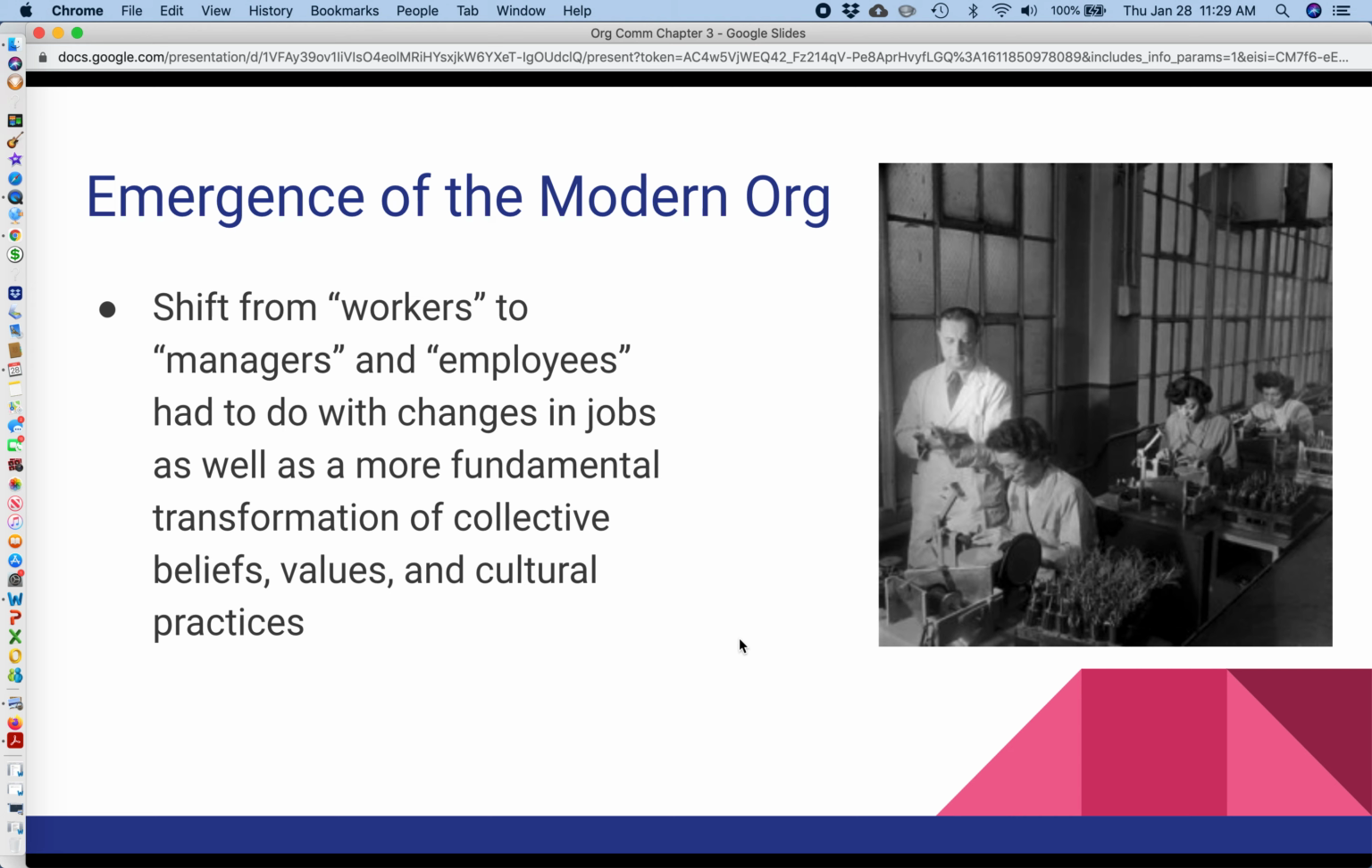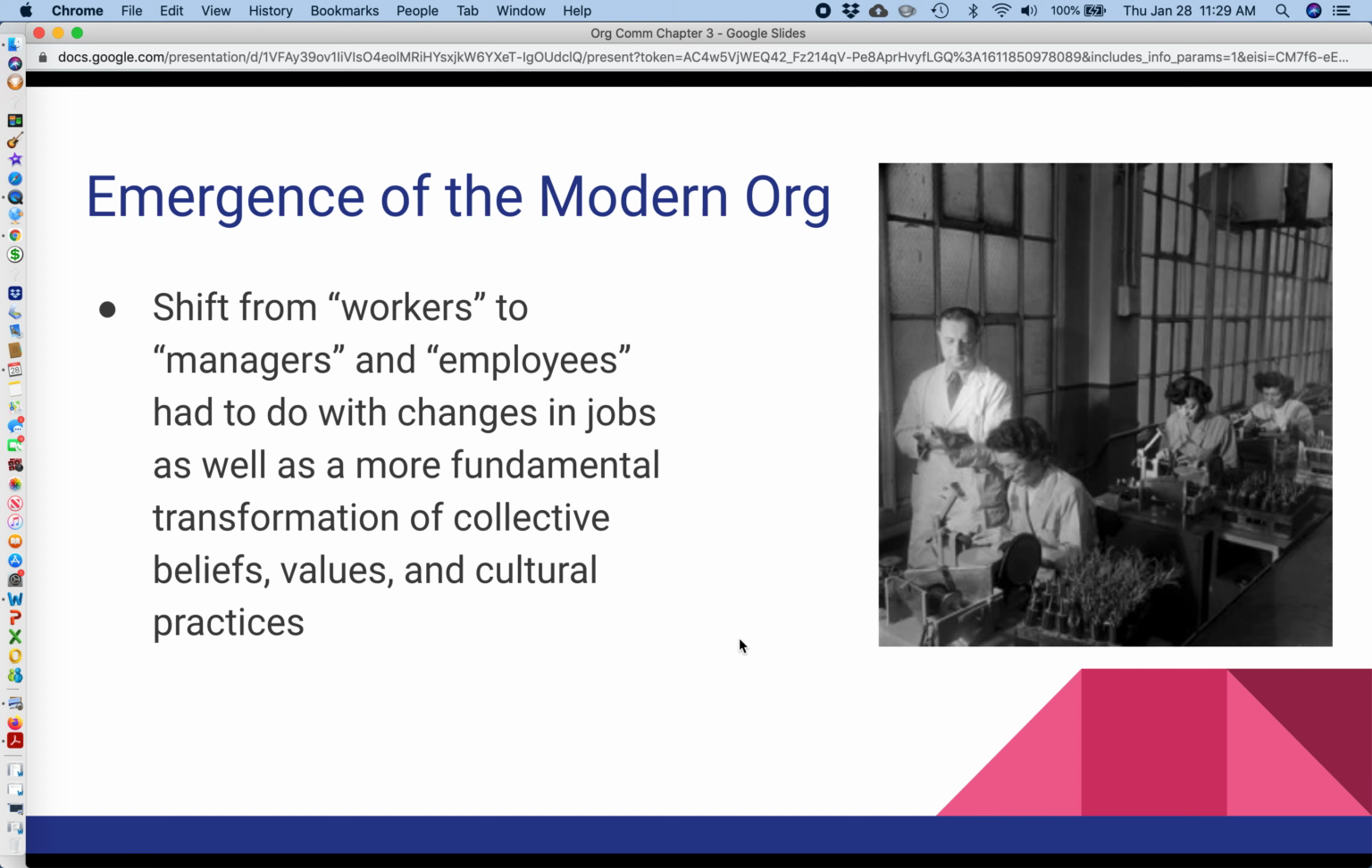I think one of the things that we encounter a lot in organizational communication, and in communication in general, is that a lot of the writing is hyperbolic, meaning it's overdone, over-exaggerated. But in this case, when we say that there's a fundamental transformation of collective beliefs, values, and cultural practices, it's kind of true, right? There was a significant shift in the way people viewed the world that came with modernity and the Industrial Revolution.